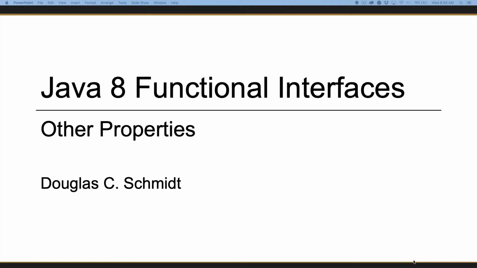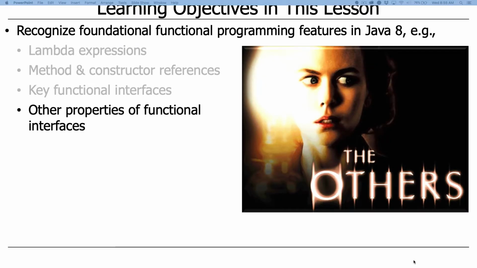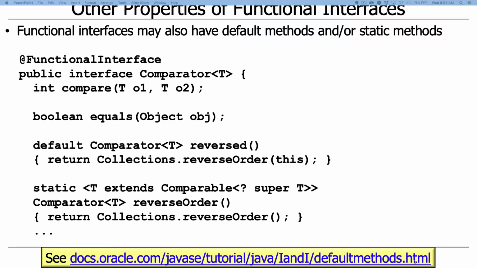So now that we've talked about these core interfaces that are used quite widely, let's talk about some other properties of functional interfaces. And this will be kind of an interesting follow-on to the discussion we just had, because you see that there is one kind of ironic exception to the rule that you only have a single abstract method in a functional interface. So functional interfaces can have multiple methods. It's just that they can only have one abstract method.